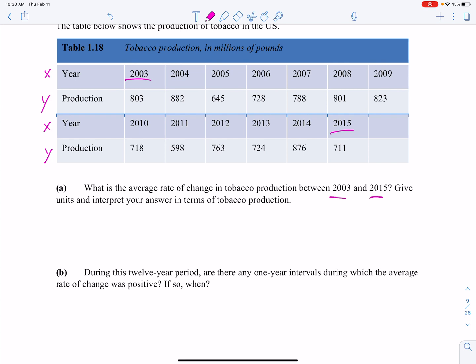All right, so let's see. First let's write out the points. So the first point is 2003, comma 803. Second point is 2015, comma 711. Okay, and we plug in. Here's our slope formula. Again, delta y over delta x, the change in y over the change in x. Remember the order doesn't matter when you put the top numbers in, but you've got to keep the bottom numbers in that same order.